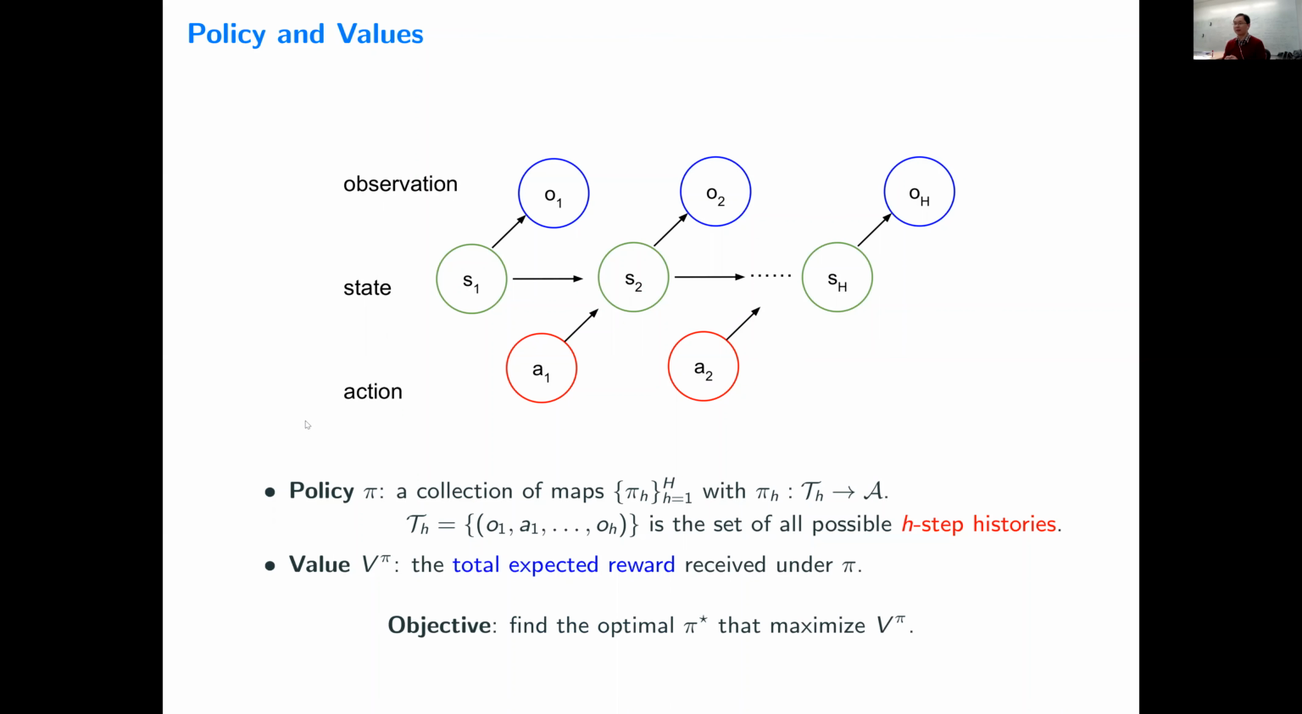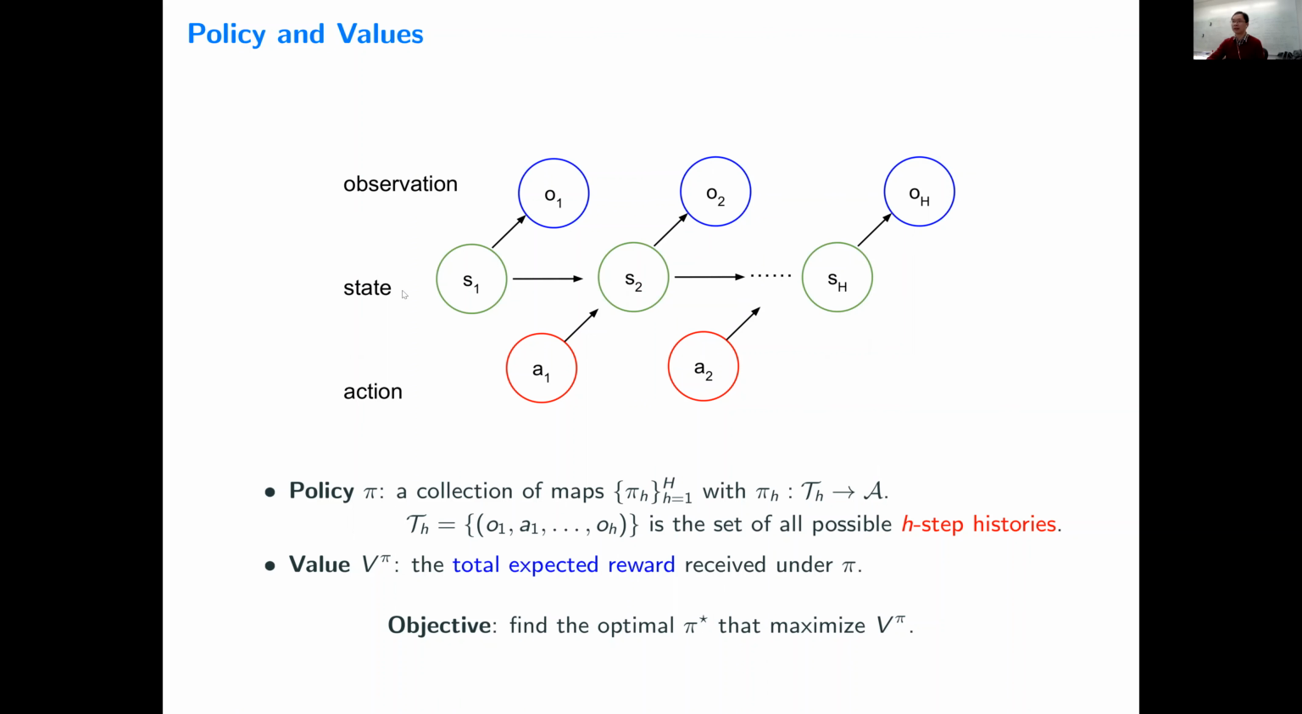So the objective becomes very simple. We just want to find an optimal policy so that we maximize V pi. Because we assume we always have the same initial states, this V pi is basically starting from the initial states. So we're going to have the maximum value.